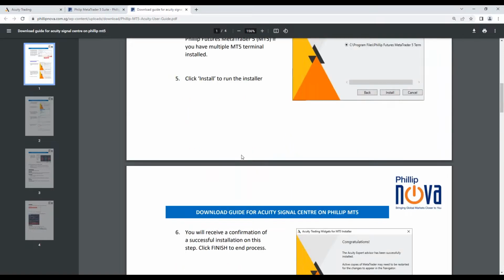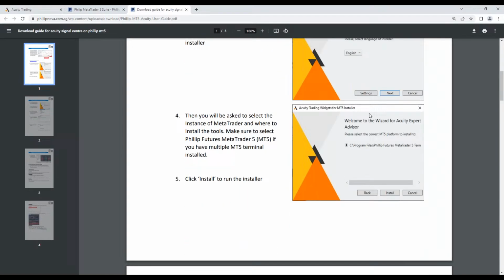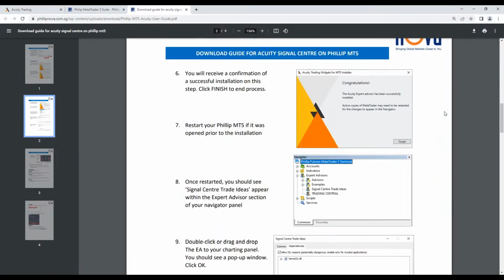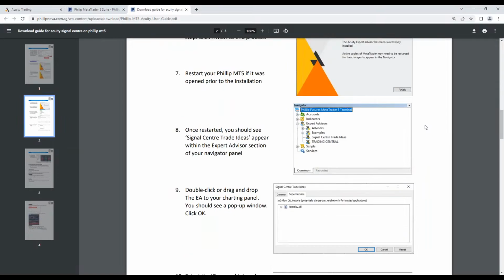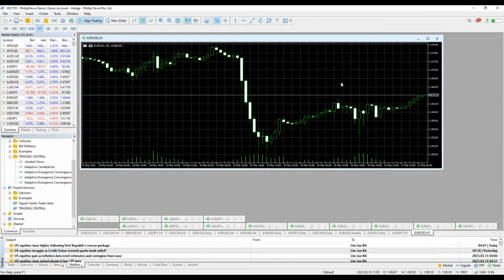You download the file from the website, one click, two clicks, three clicks, and you're done. After you have finished installing this plugin, you can find it in your MT5 navigator panel, under expert advisors, which I will be demonstrating to you right now.